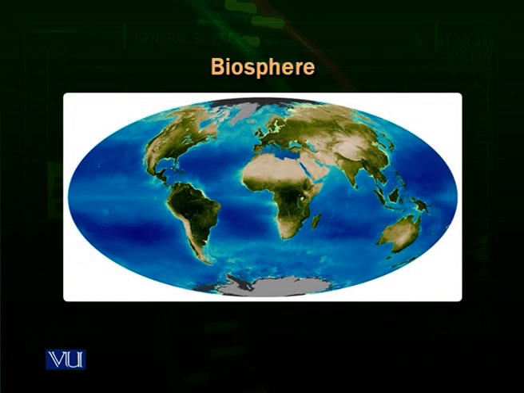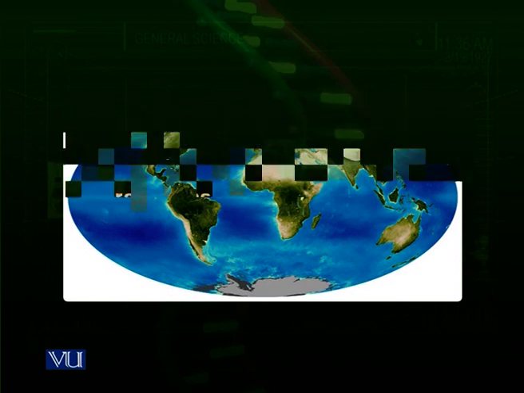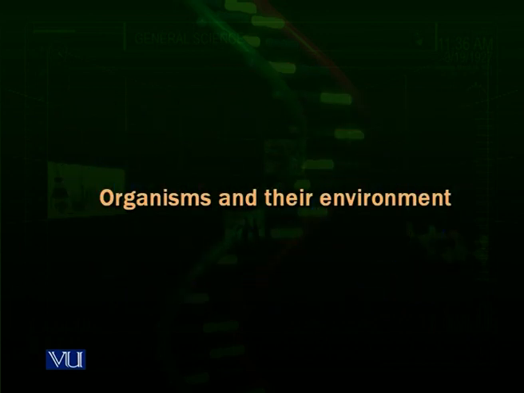Then the biosphere. The picture of the globe is showing in green, light green and dark green shades all of those areas where the living organisms are present. There is a distribution of life. This whole area is called the biosphere. And organisms in relationship with their environment.